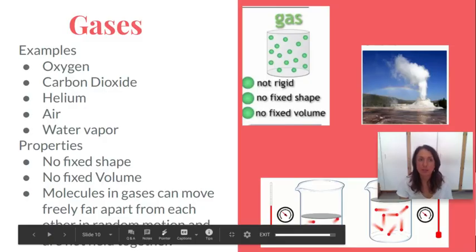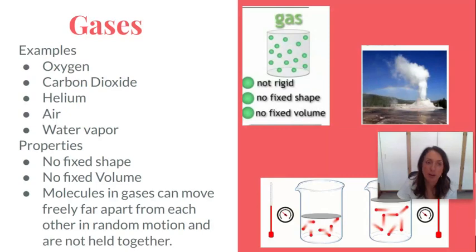So gases, examples of gases are oxygen, carbon dioxide, helium, air, water vapor. It's kind of a misnomer when we say we're going to go get gas into our car, because that's actually a liquid that we're putting into our car. So gases are something that are suspended in the air. All of these things that we talked about are what we breathe in and out, what we fill a balloon with, and even this water vapor here that you see coming out of this geyser.